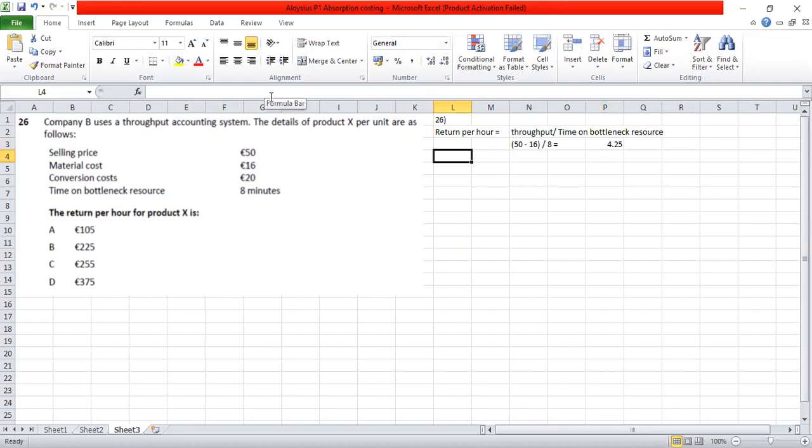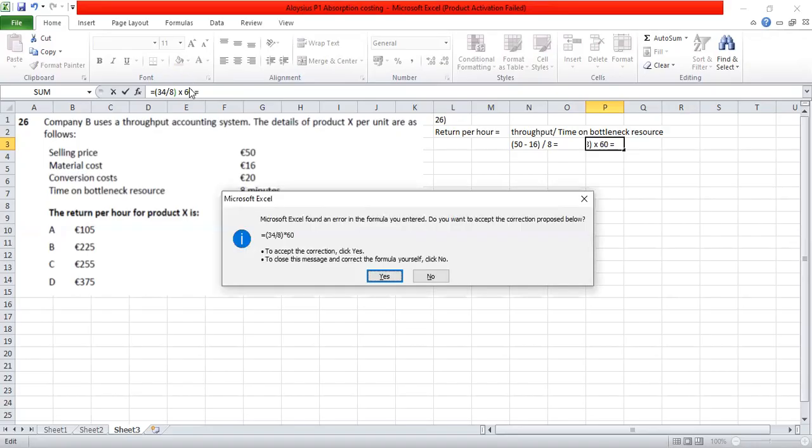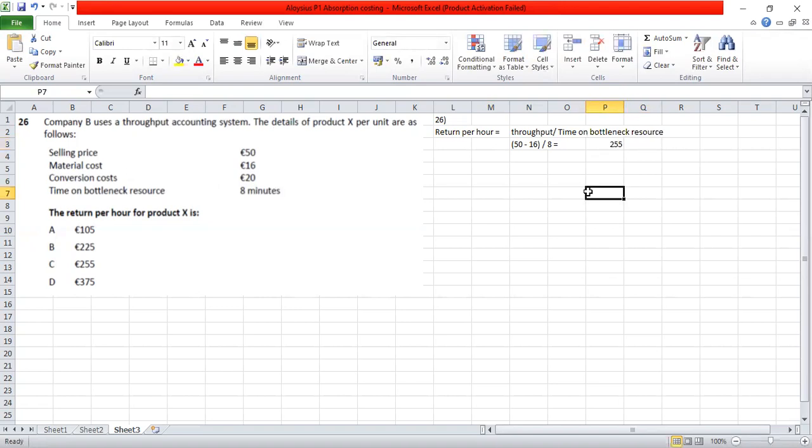4.25 is the throughput per minute, but we want it per hour. This is 4.25 per minute. So let's multiply 4.25 by the number of minutes, because we want it for 1 full hour. So that is 255 per hour.